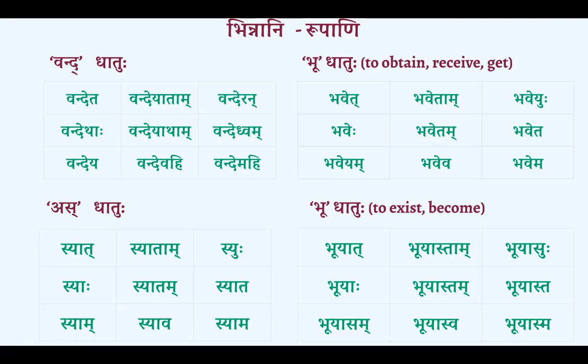As Dhatuh: Syat, Syatam, Syuhu, Syaha, Syatam, Syata, Syam, Syava, Syama. So it is used in the sense of? Asti, it's there. Existing is, or is becoming. Existing. Ekam vakyam rachetu.